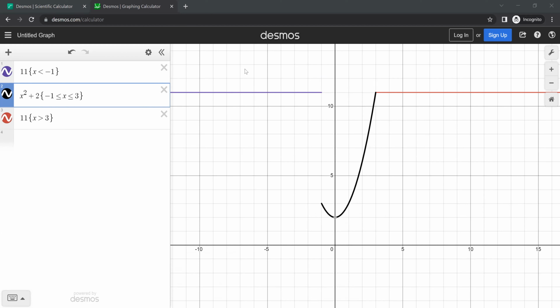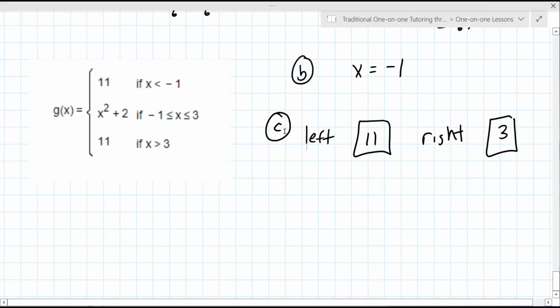Okay, so let me go back to this other screen so you can see that's part C where it's asking for the limit from the left, 11, limit from the right, 3. Okay, awesome.